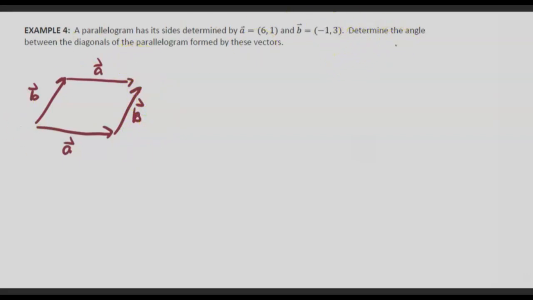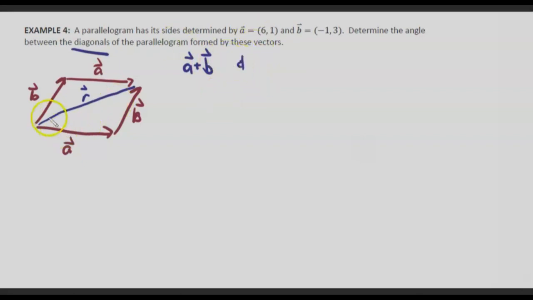Now, determine the angle between the diagonals of the parallelogram formed by these vectors. So if we were thinking about the diagonals, we're thinking this vector here, this being the resultant. So that would simply be vector A plus vector B. Okay, so vector A plus vector B will be one of the diagonals.